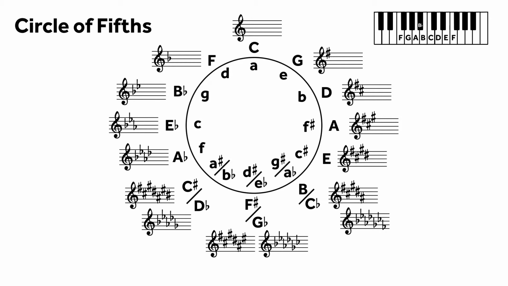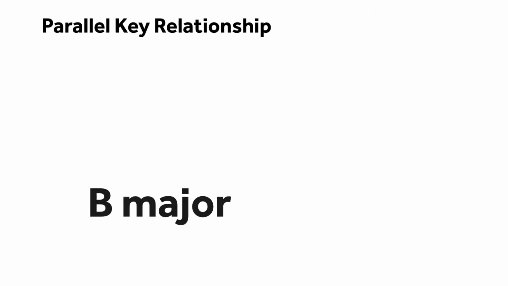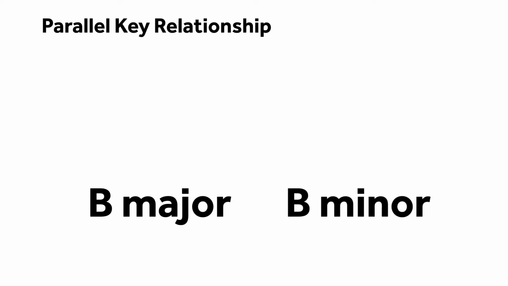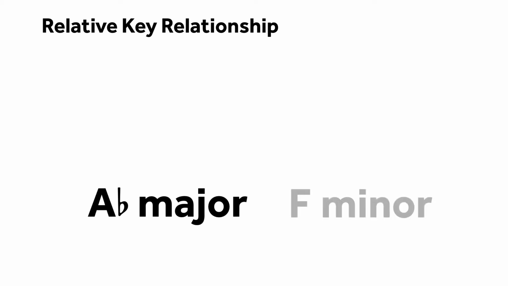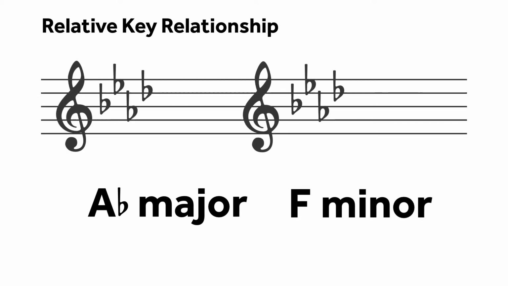Major and minor keys can be related to each other in 2 ways. A parallel relationship is where the keys share the same tonic, or the same starting pitch. In this case, the 2 keys will have different key signatures. A relative relationship is where the keys share the same key signature. In this case, the 2 keys will have a different tonic or starting pitch.